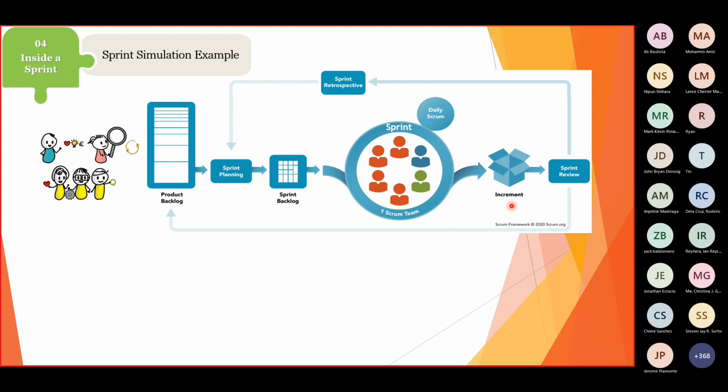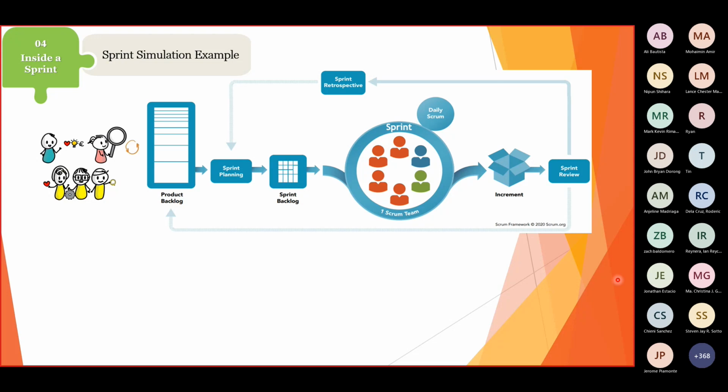And then the increment will undergo the sprint review. If in the sprint review there is feedback or there are improvement points that I need to integrate, I can put them back into the product backlog. Once the sprint review is done, we can conduct the sprint retrospective and then go back to the planning sessions again for the next sprint. So that's the cycle and that's how it works.